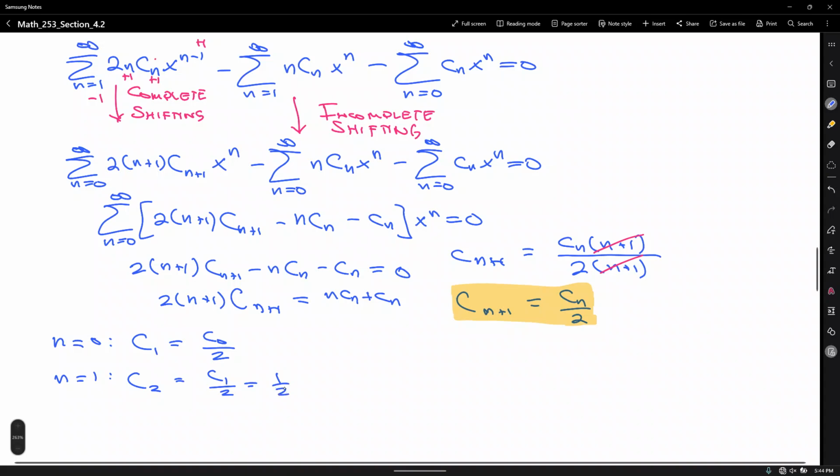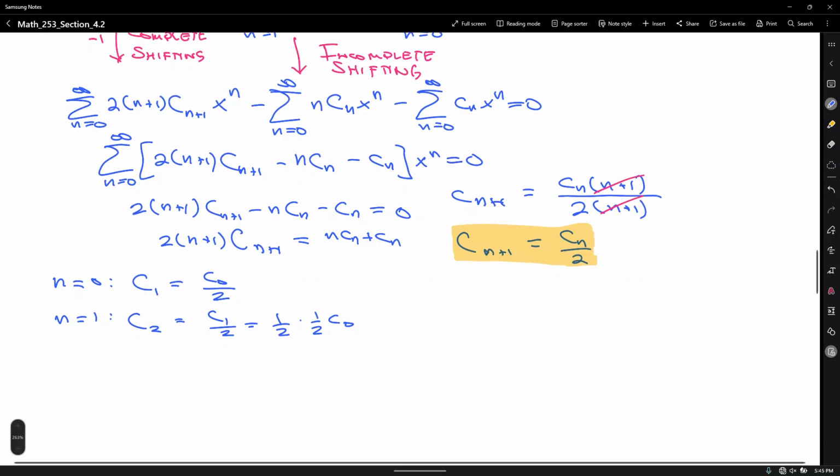But wait, this is 1/2 whatever c sub 1 is. But what's c sub 1? Isn't that 1/2 c sub 0? Okay, let's do one more. Actually, we don't need that many for this. So that'll be n equals 2. That is c sub 3 equals c sub 2 over 2. But what is c sub 2? That is 1/2 of whatever c sub 2 is, which is another half of c sub 0.